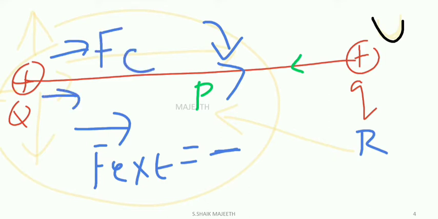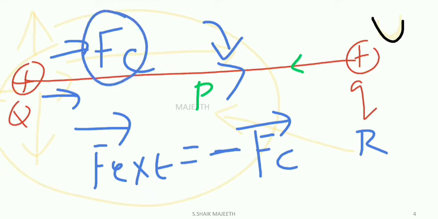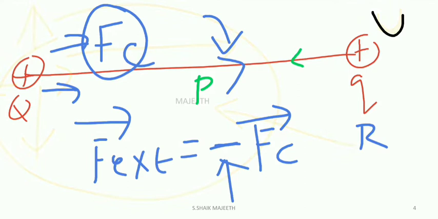Let us assume that is our Coulomb's force. So F external must be equal to minus Fc. This minus indicates I am applying the force opposite to the Coulomb's force, or simply F, no problem, whatever you keep. In your book, they have kept Coulomb's force, so we are saying Coulomb's force. I put the minus sign because I am applying the force opposite to the force generated by the capital Q. Then what is the work done to move a charge from point R to point P?